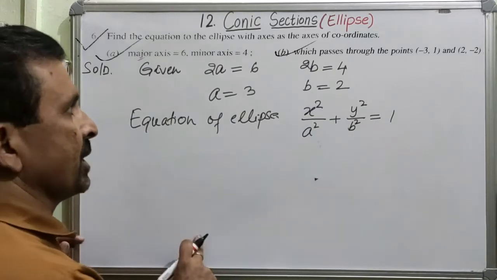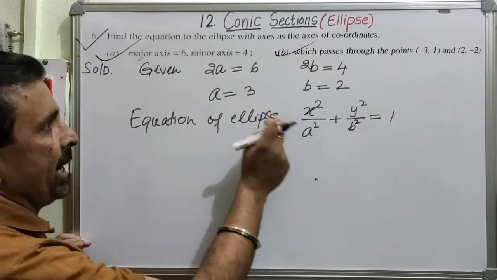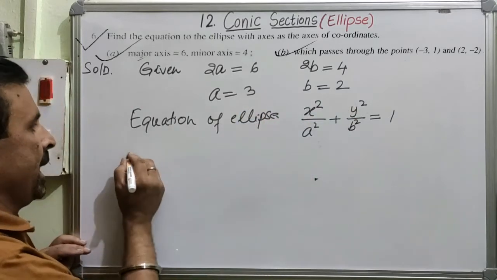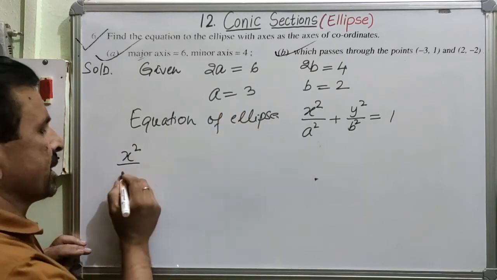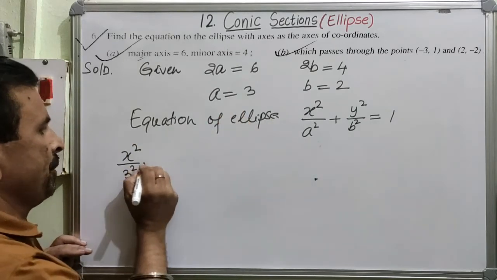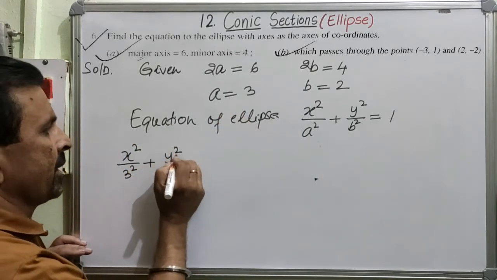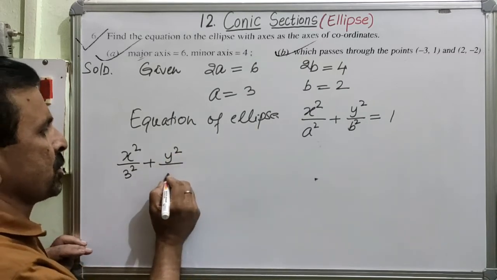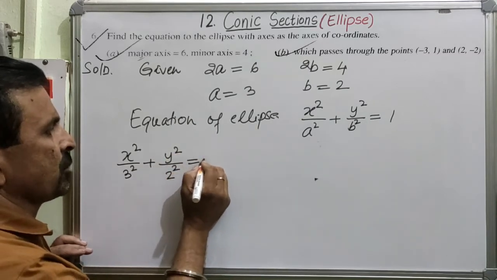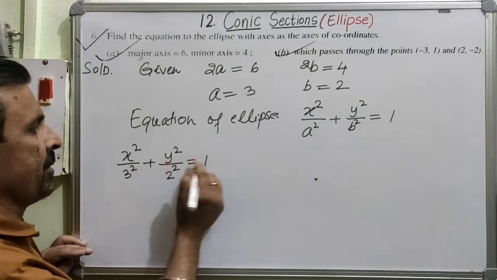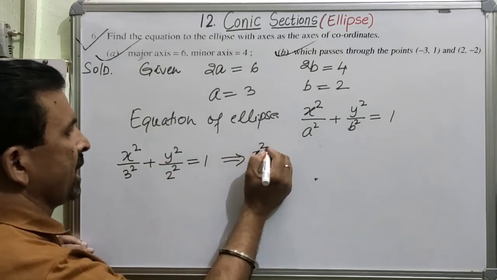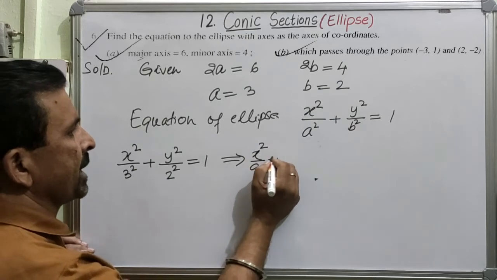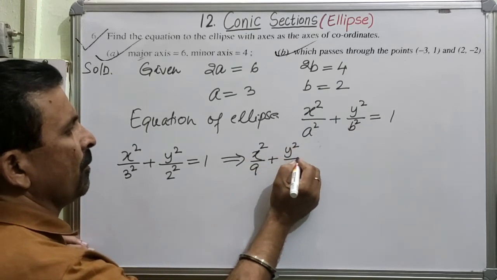Now we are going to write down the equation, by putting the value of a and b. Now x square over a square, a is 3, so we will have the square of 3, 3 square, plus y square over b square, means 2 square, and this is going to be equal to 1. When we simplify this, it is x square over 9 plus y square over 4.